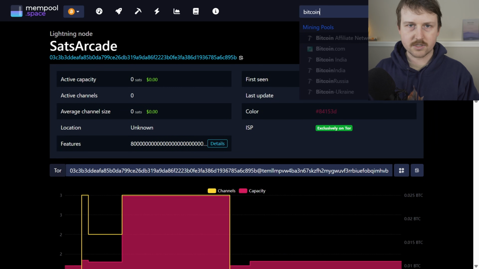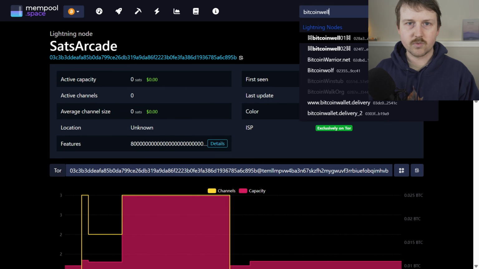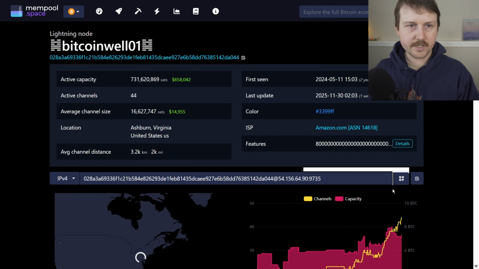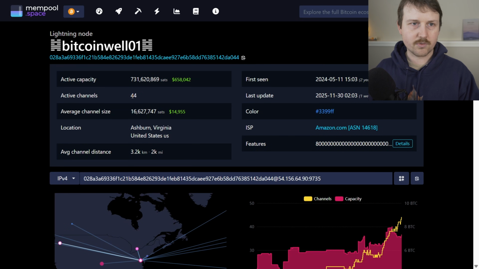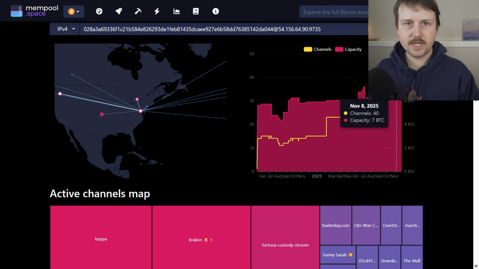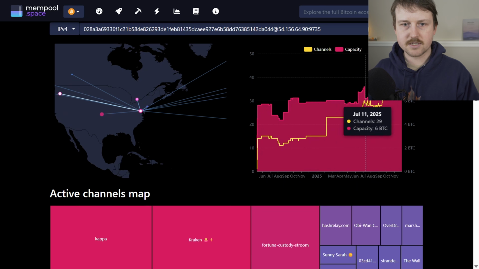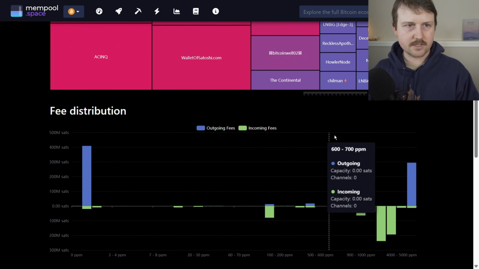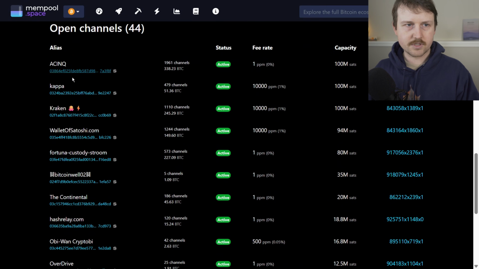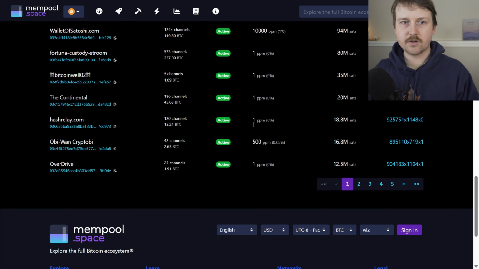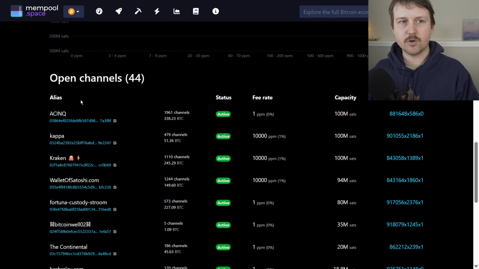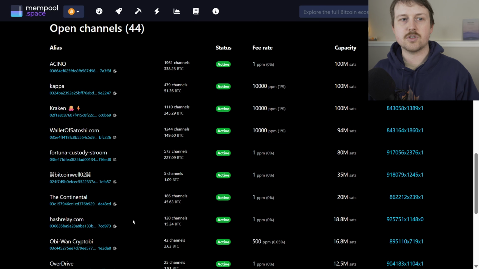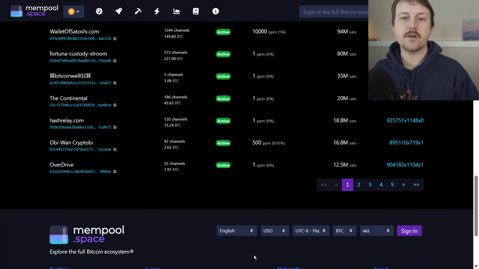So Bitcoin Well is an exchange that I like. If we look at that, we can actually look at one of their Lightning nodes. They have 44 channels open. They have about 7.3 Bitcoin in their channels. Their channels have gone up, their capacity's gone up, and they are connected to all sorts of different channels here. These are their open channels. They have open channels with these other Lightning nodes, and so they can route through there to any other wallets that people might have.